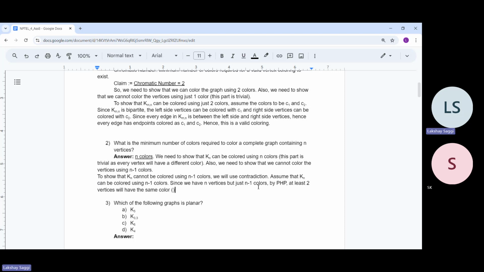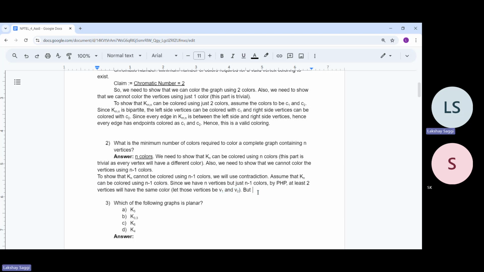So let's say there are two vertices V1 and V2 which have the same color in the coloring of n minus 1 colors, right? But note that Kn is a complete graph, so in between every pair of vertices we have an edge. If we have an edge between every pair of vertices, then we have an edge between V1 and V2 also.